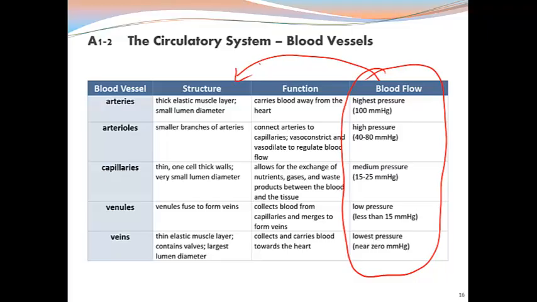That makes sense that they have a thick elastic muscle layer. With all that pressure, you would need a thick elastic muscle layer. Now, as we move away and the pressure gets lower and lower, we can see that the actual structure of these blood vessels also changes. It explains why veins have a thin elastic muscle layer, because that's where we see the lowest pressure.